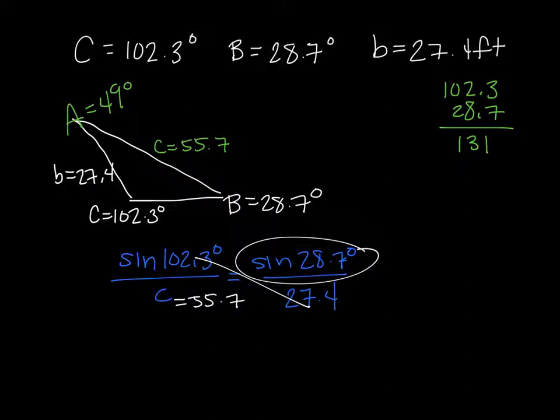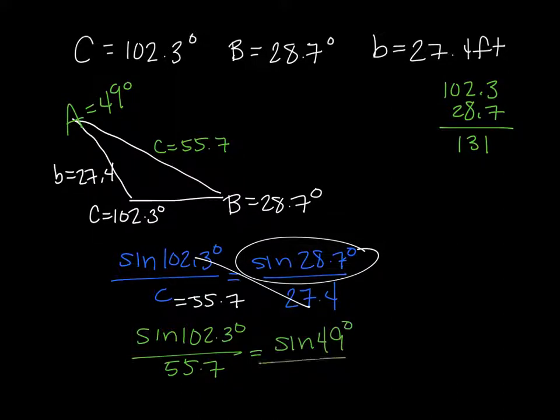Okay, we still have to find A, and we're going to do the exact same thing. We're going to go through and set up a proportion. So sine of 102.3 degrees over side C, which we just found out is 55.7, equals the sine of A, which is 49 degrees, over side A. And so then we're going to cross multiply and divide.